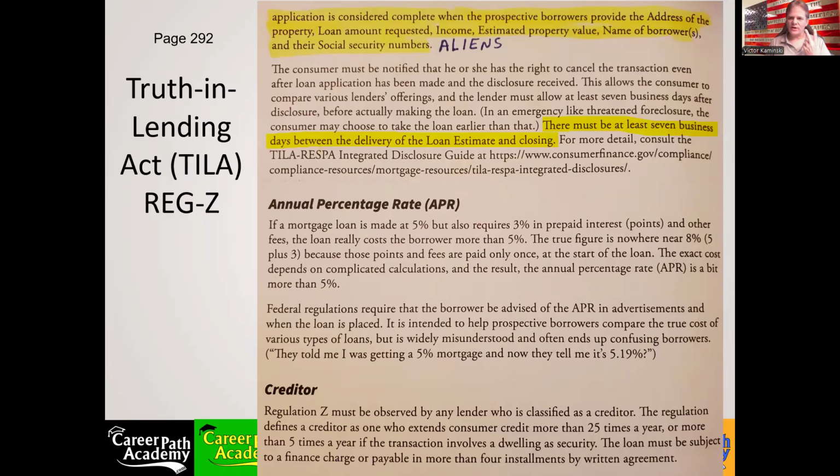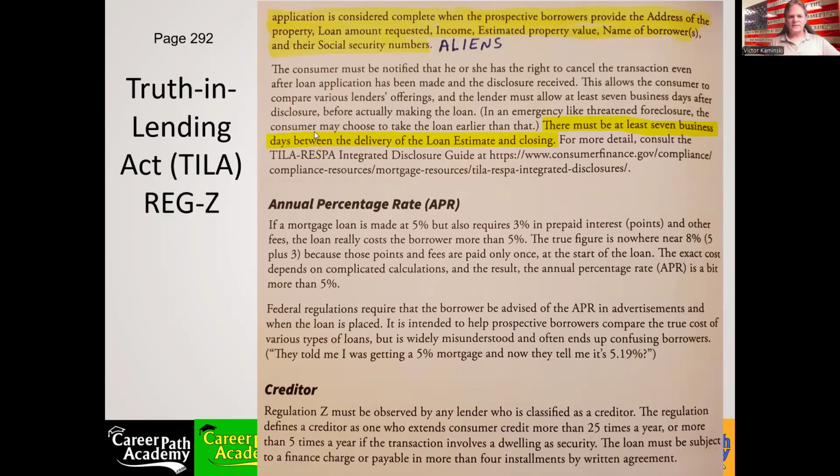What are two things the lender has to provide to the borrower within 3 business days of the application? Do you recall? 2 things. The Your Home Loan Toolkit and the loan estimate.